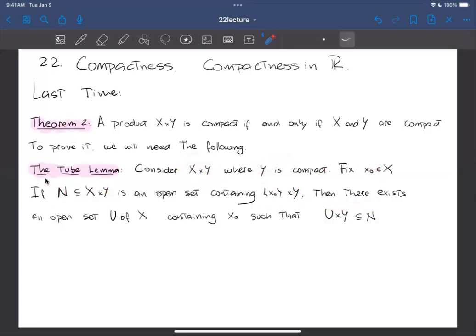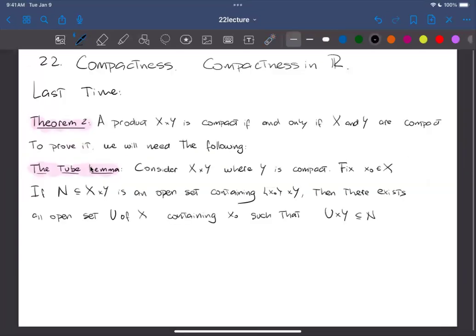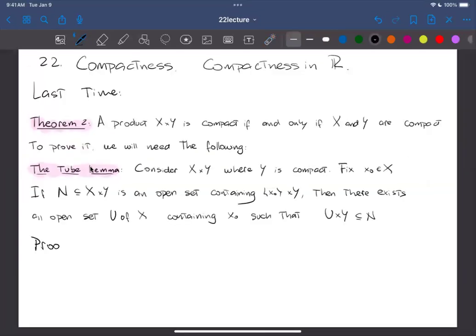And the idea for today is at some point we should use that to prove our theorem 2 from last time. So theorem 2 from last time is over here, namely the product is compact precisely when each coordinate is compact. So let's write the proof for theorem 2, because the tube lemma has been proved.